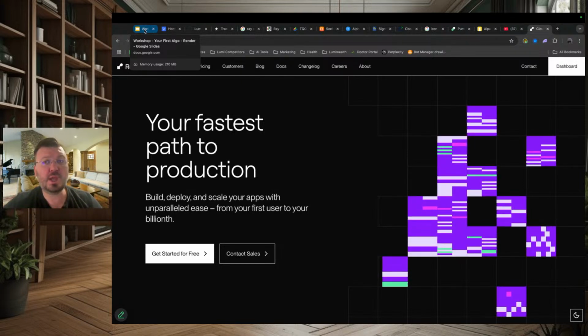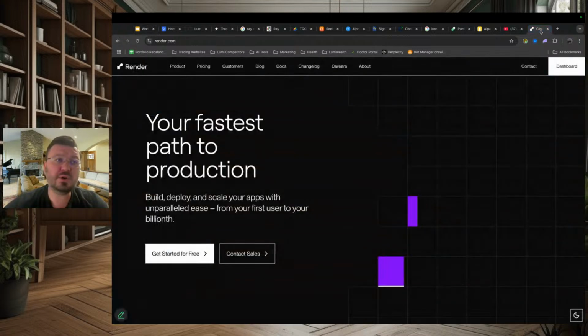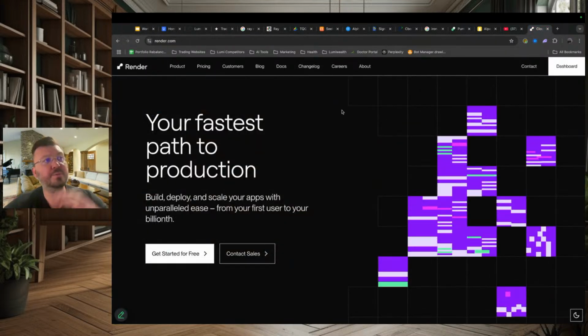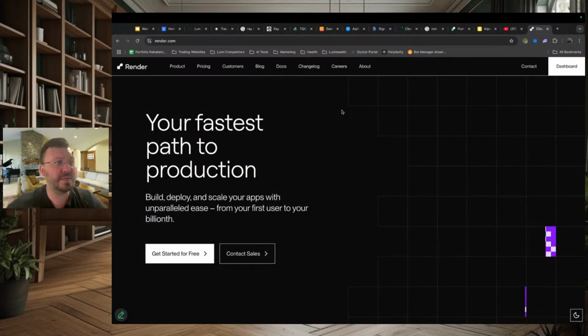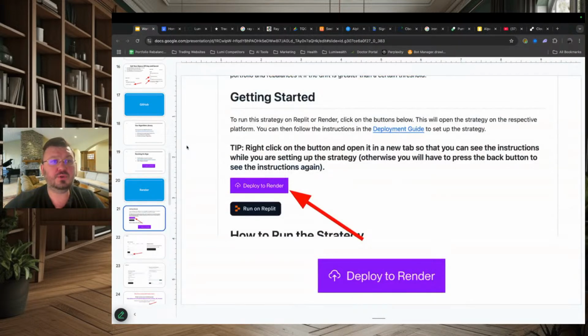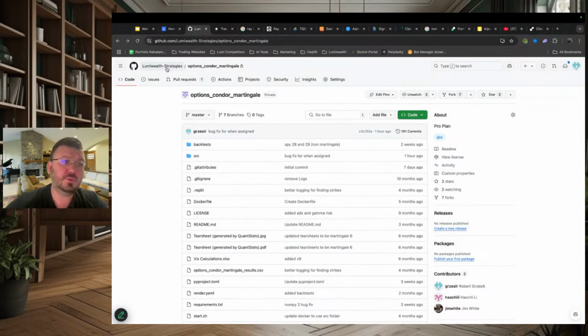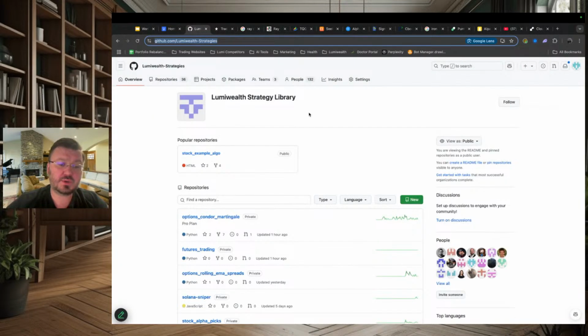Okay, cool. So that's Render. You can go ahead there. If you go to render.com, you can create an account, but in the process I'll take you through, you're going to have to create an account anyways. So basically what we want to do is go to one of our bots. So again, let me share with you our strategy library.